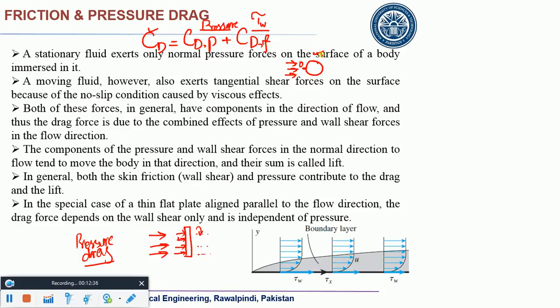Okay, so that is basically creating what kind of pressure drag? What kind of drag component? Pressure drag. Pressure drag is more dominant. Okay, so you need to take care of that. So this is the point which I wanted to highlight. There is a second point.